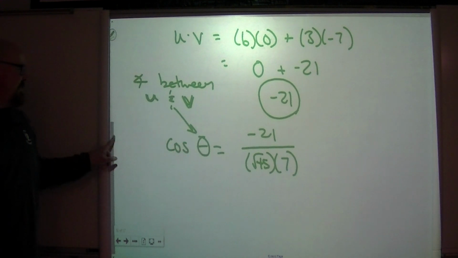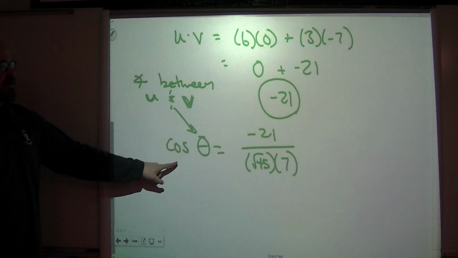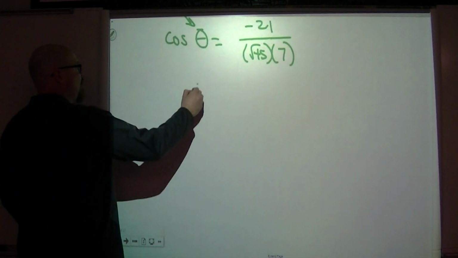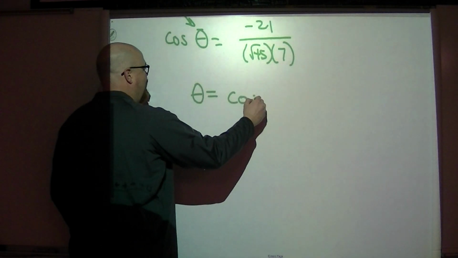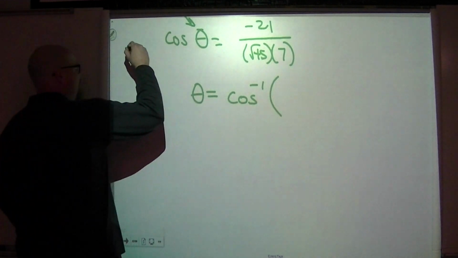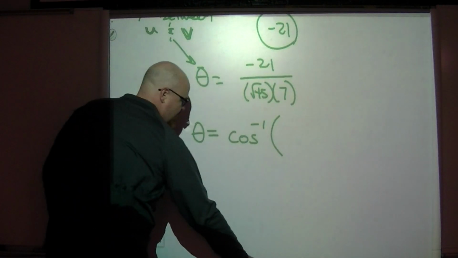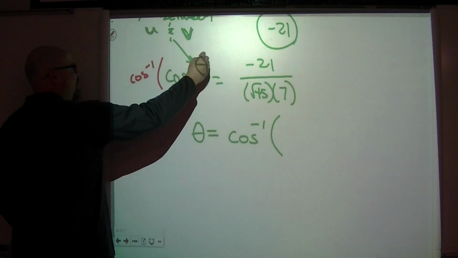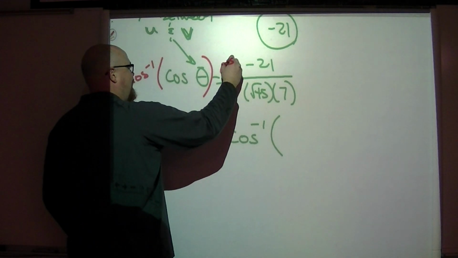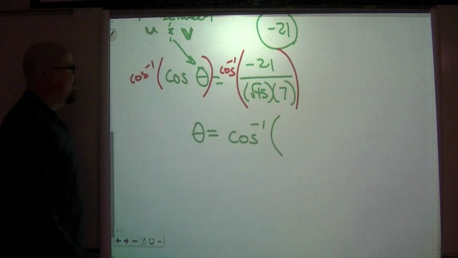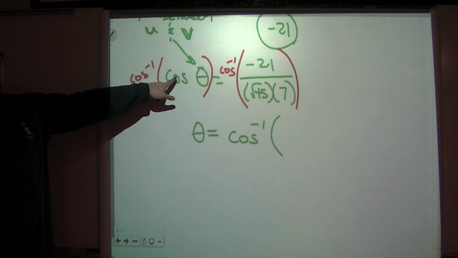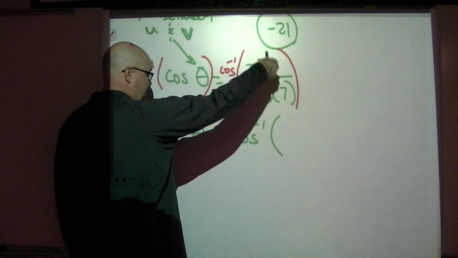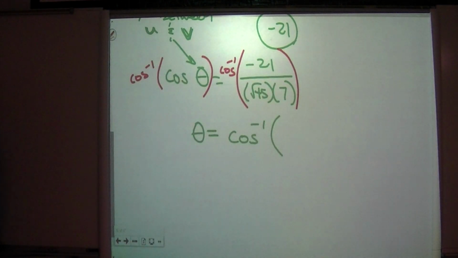Now, in order to find this angle, theta doesn't mean anything by itself, it's a variable. To solve for this variable, I have to do the inverse operation of cosine to eliminate that. So I have to take the inverse cosine of both sides. I take the inverse cosine of all of this and the inverse cosine of all of this. When I take the inverse cosine of cosine, those cancel each other out, and that leaves me with theta. Over here, I'm going to Desmos for that.